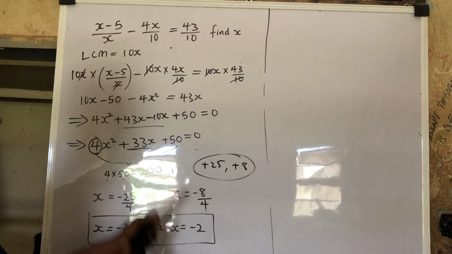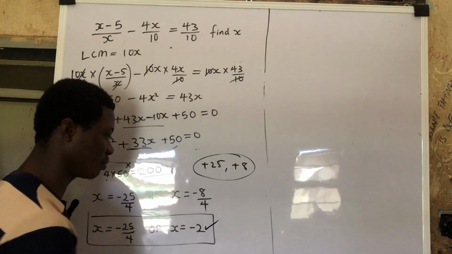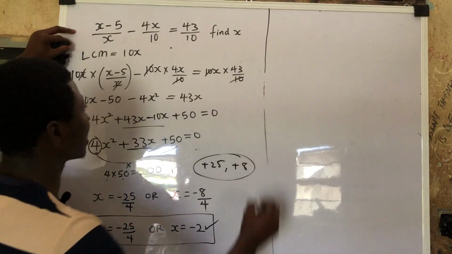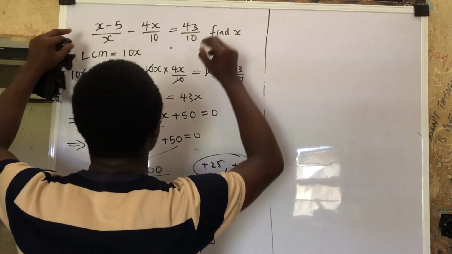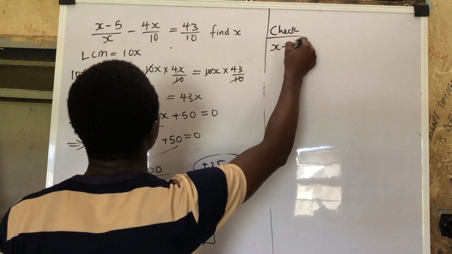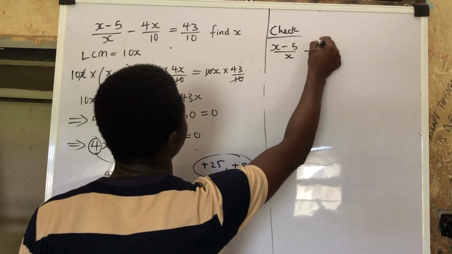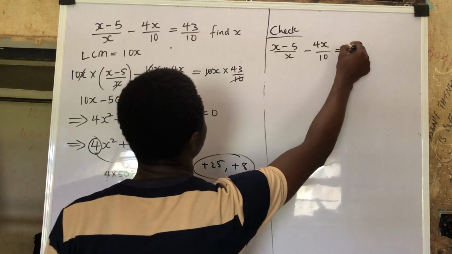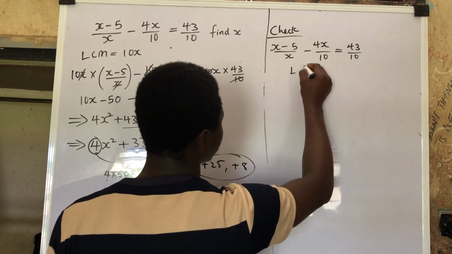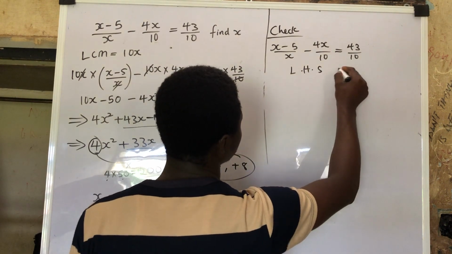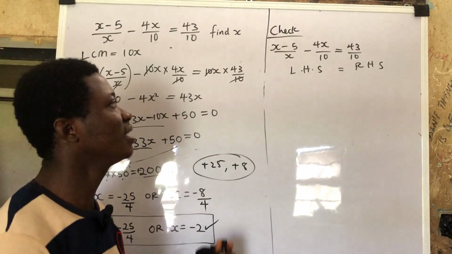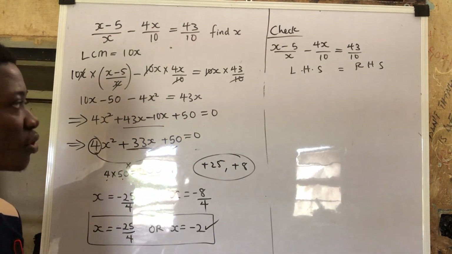We'll substitute any of this into this. I'm going to be taking minus 2. So let me substitute minus 2 to check if this answer is truly correct. So check. We want to check x minus 5 over x minus 4x over 10 equals 43 over 10. Now this is the left hand side, and this is the right hand side. Once the left hand side equals the right hand side, that implies that it is correct.